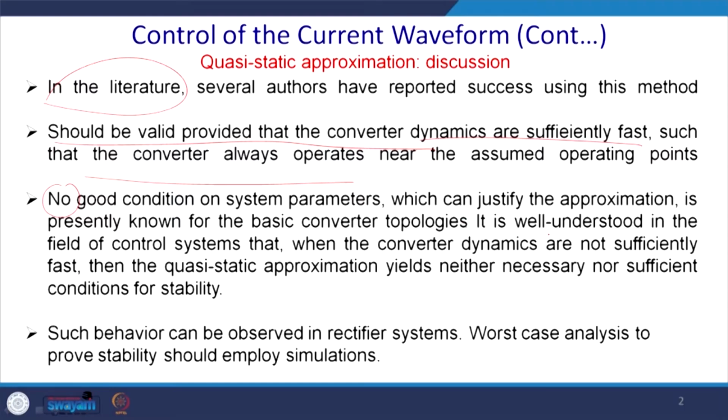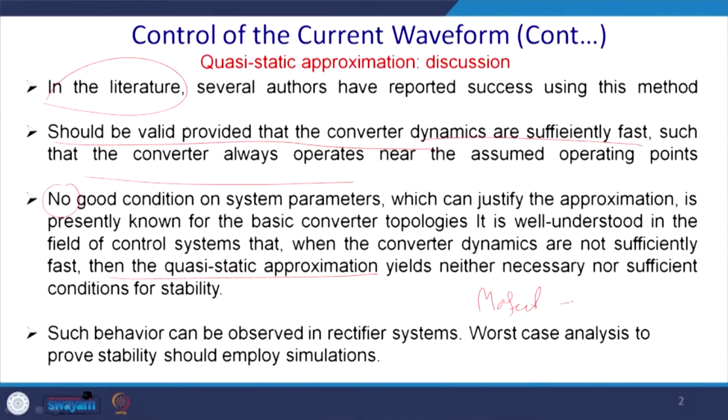It is well understood in the field of control systems that when converter dynamics are not sufficiently fast, then the quasi static approximation yields neither a necessary nor a sufficient condition for stability. So, what I want to say is why you have to understand it. Let us say you have designed a buck converter or a boost converter with a MOSFET with a switching frequency of 20 kilohertz.